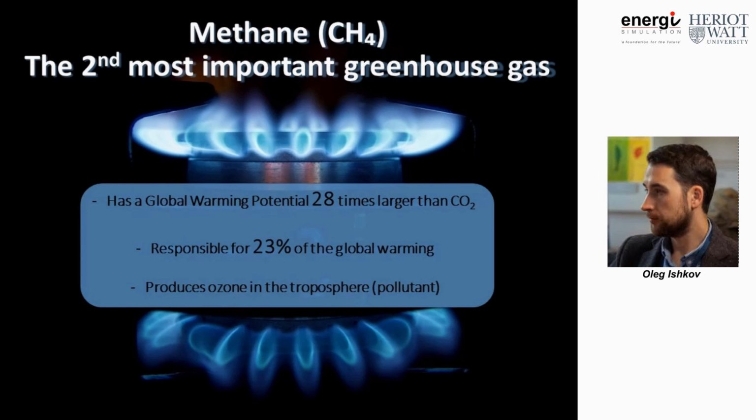When it's burned for electricity, it is cleaner than coal. But if it escapes into the atmosphere, it can warm the planet more than the same amount of carbon dioxide. Methane has a global warming potential 28 times larger than CO2. It is responsible for 23% of the global warming produced by greenhouse gases.